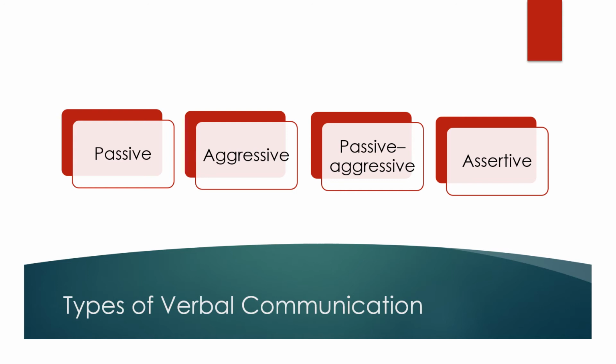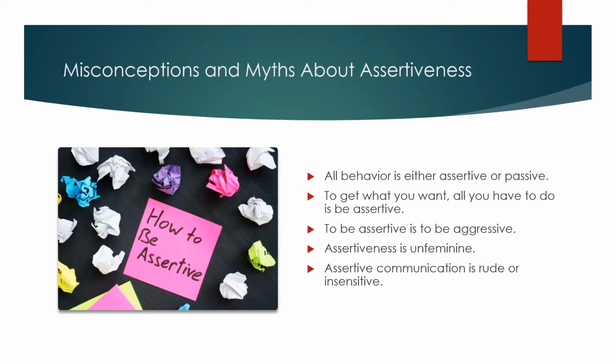So make sure you understand the difference between aggressive communication and assertive communication. Aggressive, again, is impeding or infringing on another person's rights, where assertive is being direct and honest, but we're not infringing on the rights of anybody else. So what are some misconceptions and myths about assertiveness? Assertive communication, again, allows people to express themselves in a direct, honest, and appropriate way, but it does not infringe on others' rights.